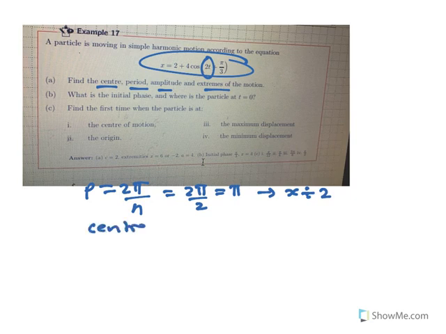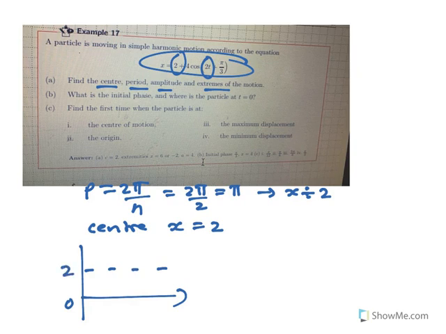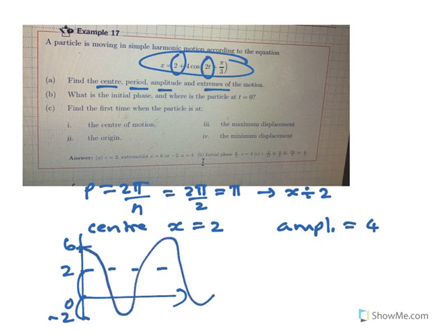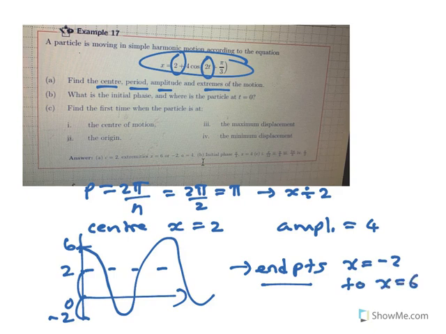The centre is your plus 2. So the centre is x equal 2. And where the 2 is, this 4 is your amplitude. So the amplitude is equal to 4. So it'll go up 4 to 6, and it'll go down 4 to minus 2. So it's a cos curve, so it'll go between these 2 points. So if you wanted the endpoints or the extremes of the motion, that would be at x equals minus 2 to x equals 6.